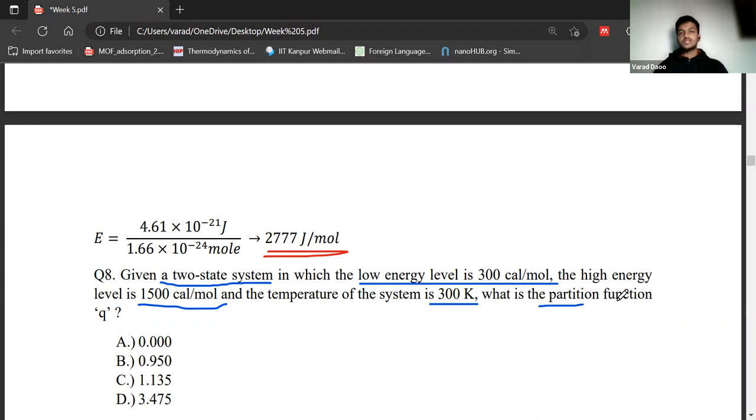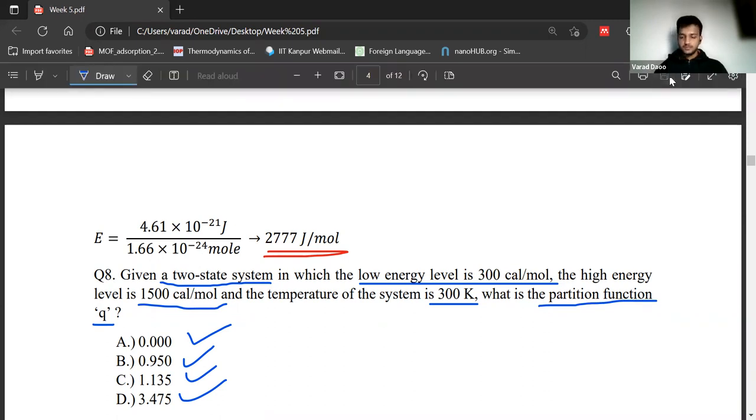So what we want is, what is the partition function? Whether the partition function value is this, or this. If you know the definition of partition function and what this two-state model is, you will easily be able to find the solution. I'll give you a couple of minutes to solve it.